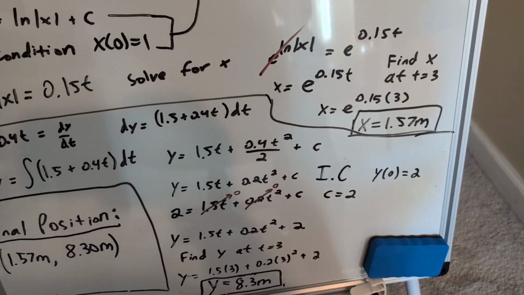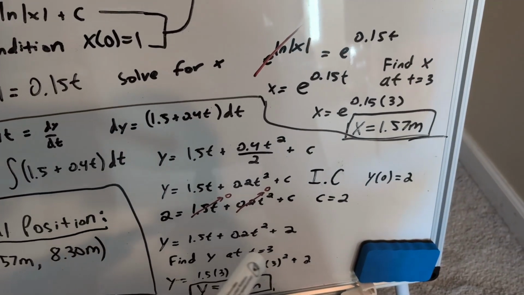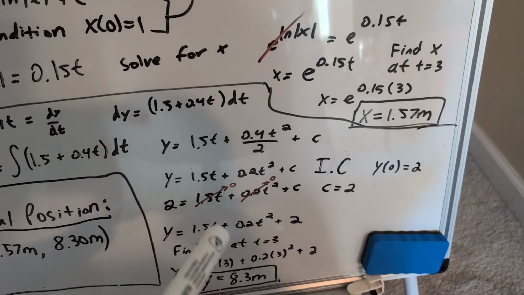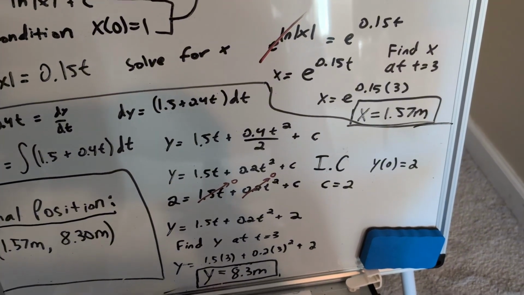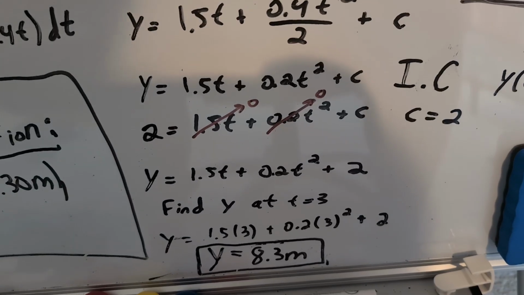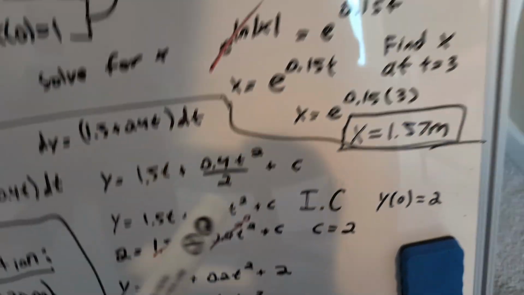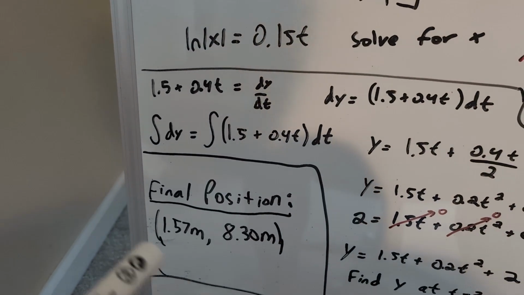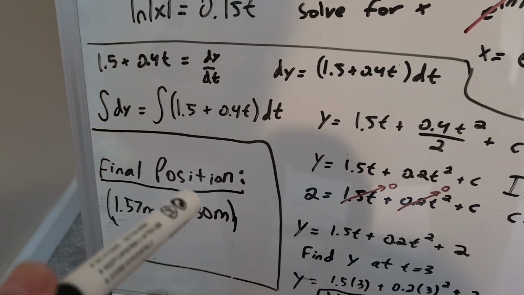Now we take what the problem was asking for, we find y at t equals 3, so we simply plug in 3 to all our t's. So we're left with y equals 1.5 times 3 plus 0.2 times 3 squared plus 2. Plug that into your calculator. You will get y equals 8.3 meters. So we have our final position for y and x. So our final position at t equals 3 based on x and y is 1.57 meters and 8.3 meters.